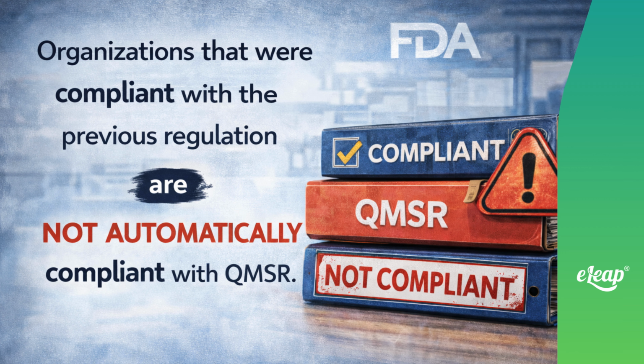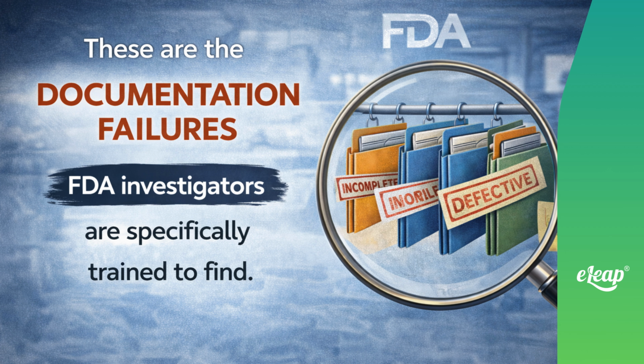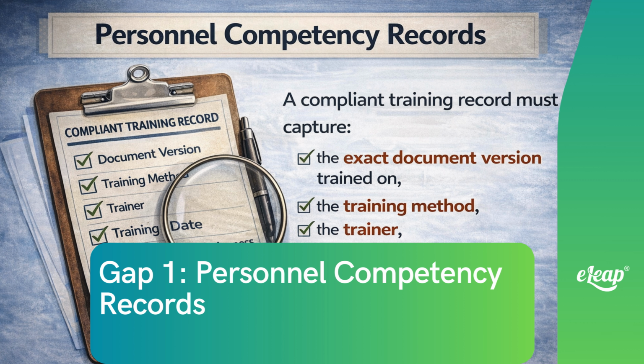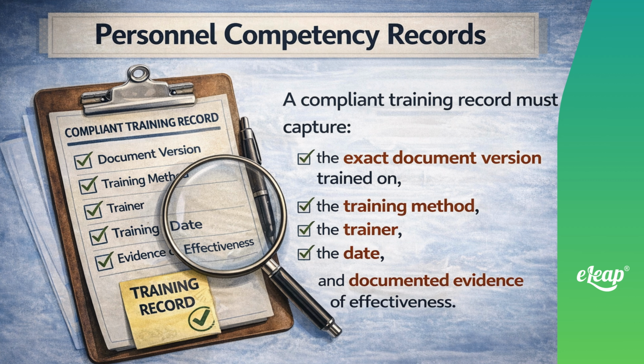The problem is rarely that companies fail to train their people. The problem is that their records cannot prove it in a way that satisfies an FDA investigator. Personnel competency records. A compliant training record must capture the exact document version trained on, the training method, the trainer, the date, and documented evidence of effectiveness. Attendance records alone are not sufficient. If your records cannot identify which revision of a procedure an employee was trained on, they cannot establish compliance at a specific point in time.